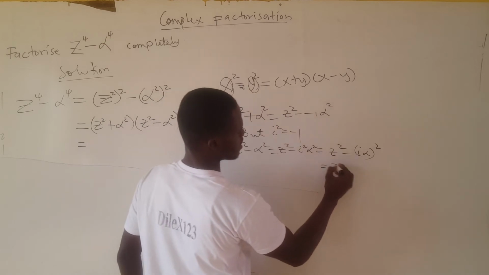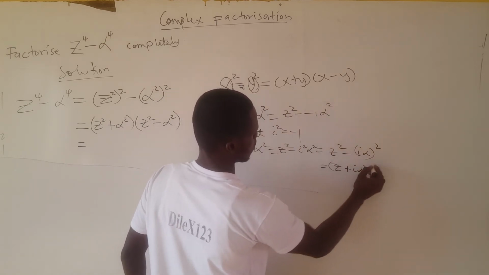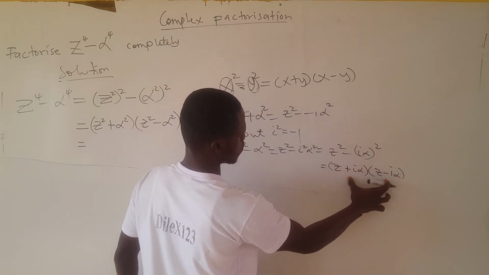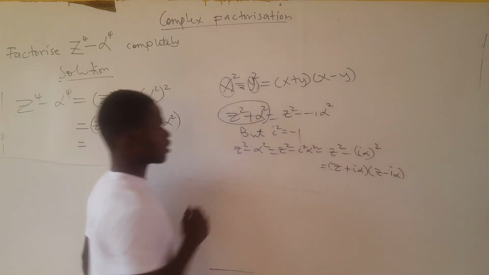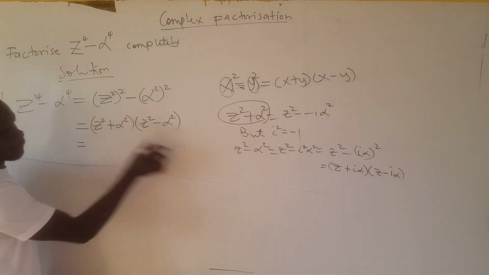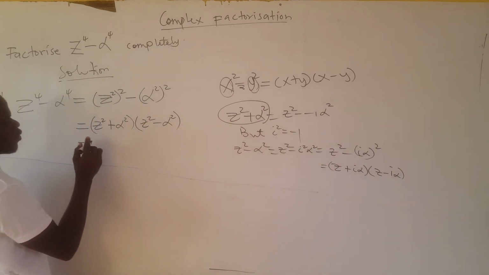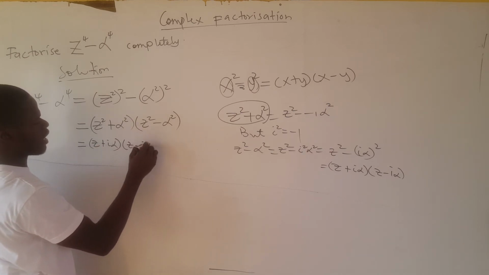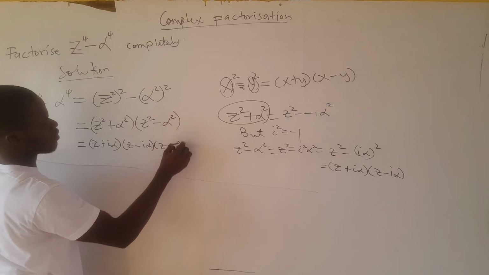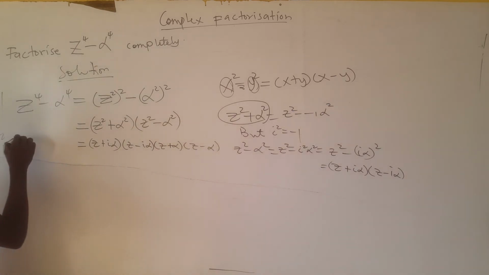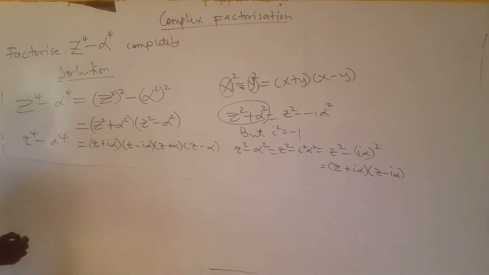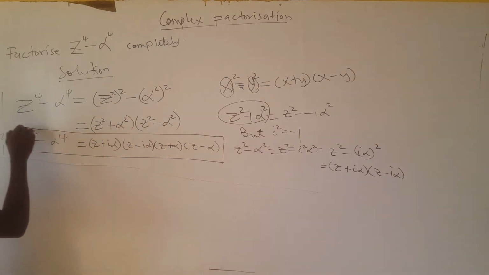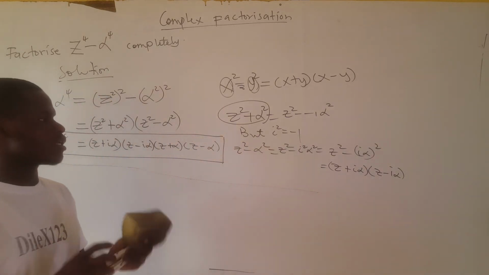From here, we take z, add it to i alpha, then take z and subtract i alpha. This expression is the same as z squared plus alpha squared, so we replace it. We get (z plus i alpha)(z minus i alpha)(z plus alpha)(z minus alpha). So this is the answer for z exponent 4 minus alpha exponent 4. When we factorize it, this is the answer we are supposed to get. It's not difficult, it's very easy.